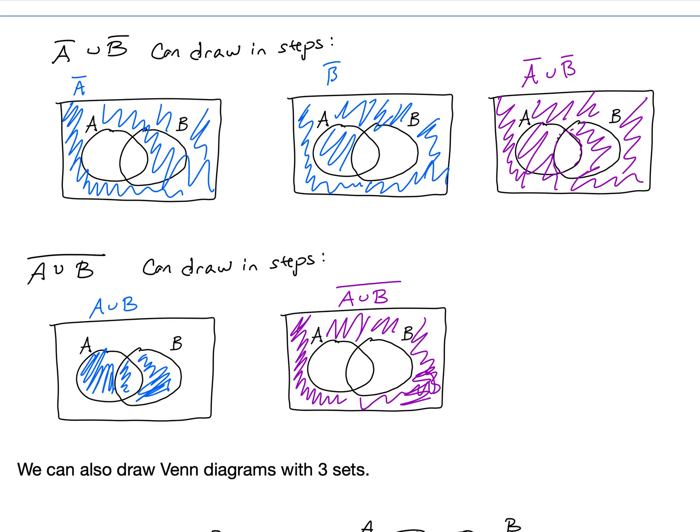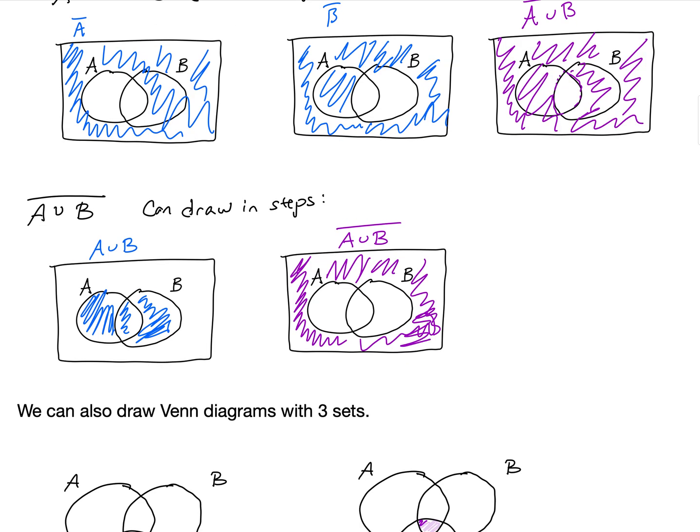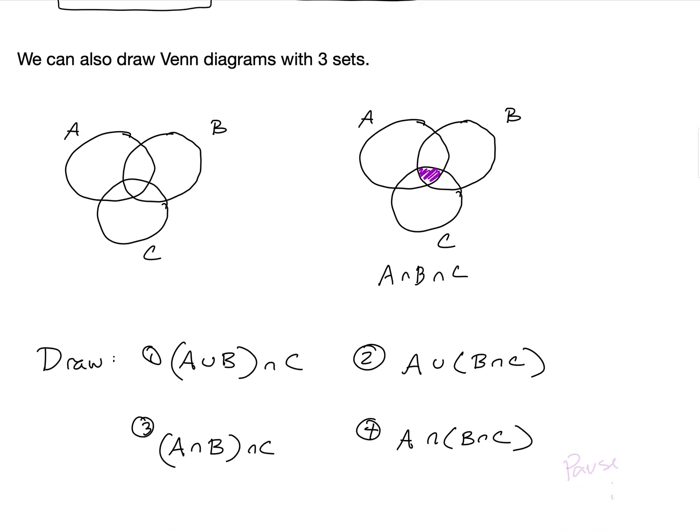We can also draw Venn diagrams with three sets. So for example, if we wanted to draw A intersect B intersect C, that would be all elements that are in A and in B and in C. So those elements that are in the intersection of those three sets. With that in mind, I'd like you to try drawing A union B intersected with C, as well as A union B intersected with C, and then also with parentheses in different places, A intersect B intersected with C, and A intersected with B intersect C. So pause and try those out.